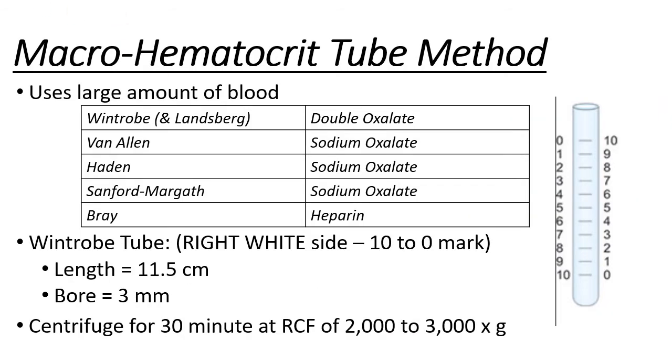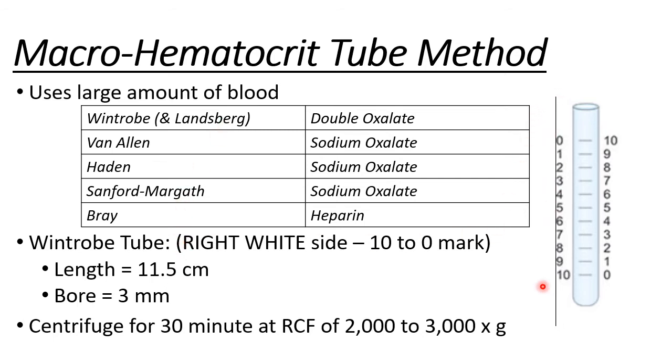Now, tuloy tayo with the analytic determination of hematocrit. First technique to be discussed is the macro-hematocrit tube. From the name itself, macro means big. So, kailangan natin ng large amount of blood dito sa technique na to. And we usually use Winthrop tube or in other books, Winthrop and Landsberg tube.